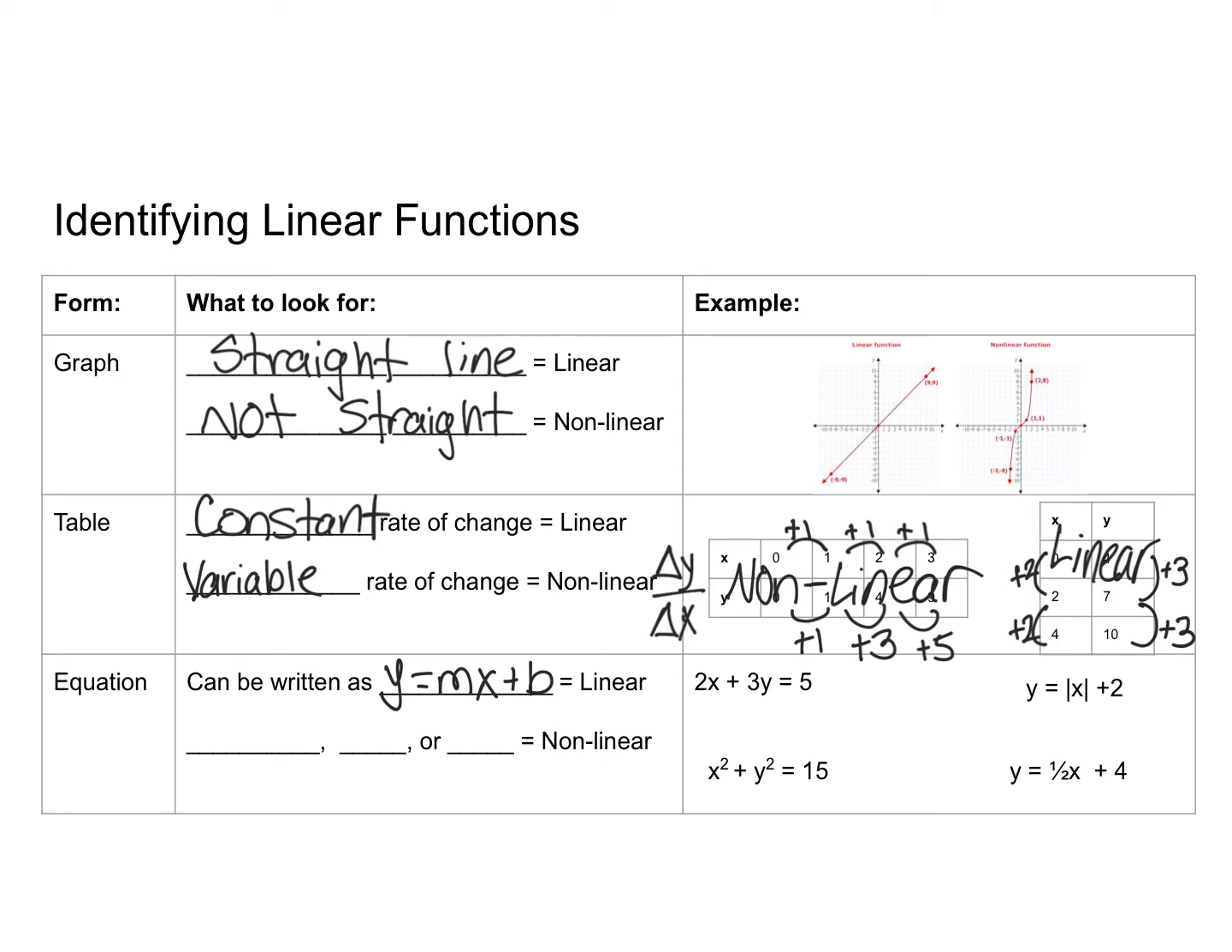That means that you could not have exponents. You could not have root symbols. You could not have absolute value bars. Something else I did not include, and I meant to include in this slide and forgot. You also cannot have x on the bottom of a fraction. So if you have something like 1 over x, that makes it nonlinear. If you have something like 1 over 2x and the x is out beside it, this is okay.